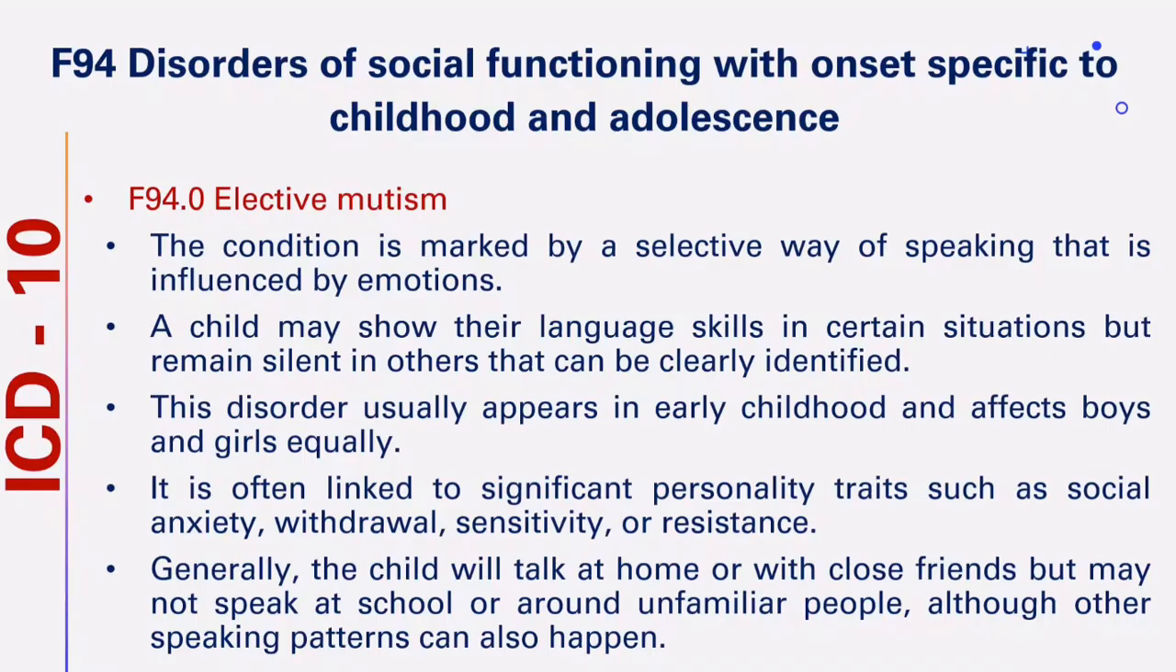Generally, what happens is the child will talk at home or with close friends but may not speak at school or around unfamiliar people, although other speaking patterns can also happen. So, elective mutism means that in a selective situation, the children do not speak at all.